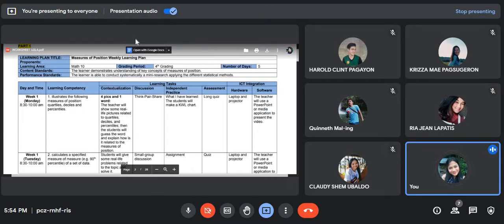So for further discussion, think, pair, and share strategy will be employed. So for independent practice, the students will make a KWL chart to show what they have learned about the lesson. And after that, a long quiz will be done for their assessment. So in ICT integration, laptop and projector will be used in presenting the lesson, and PowerPoint presentation or media application will be used in discussing the topic.